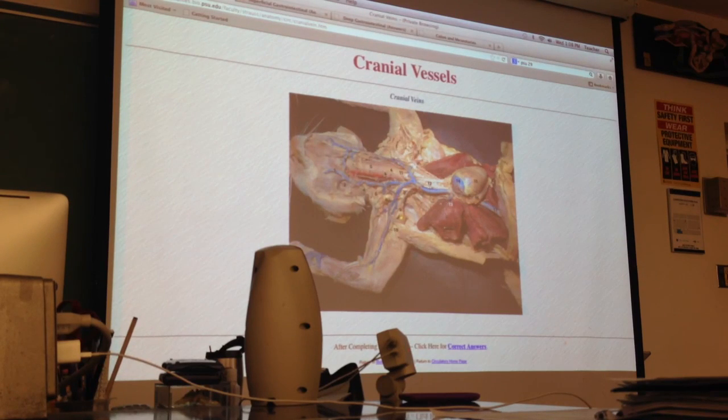All right, so we'll move on to the digestive system on page 12.